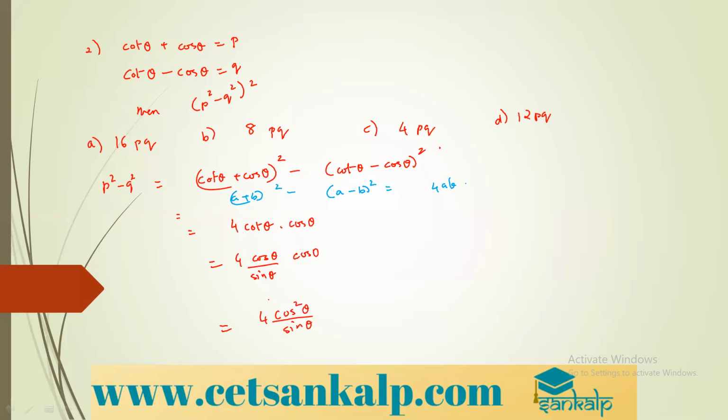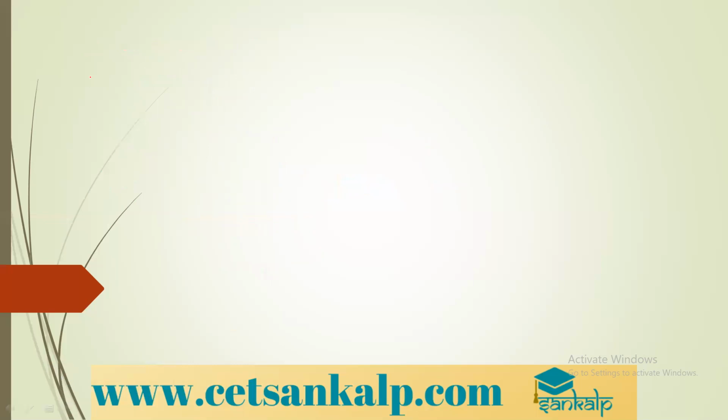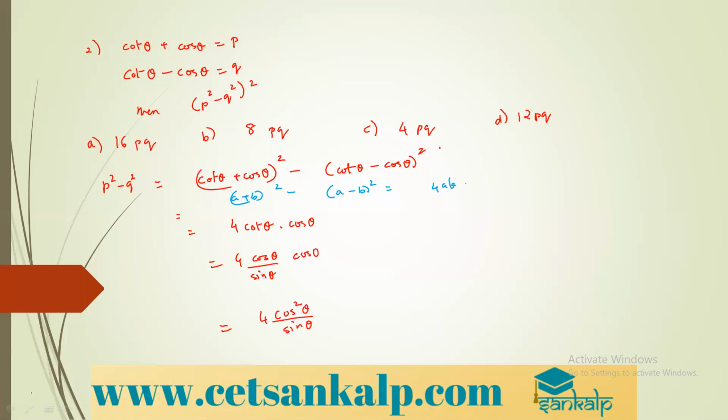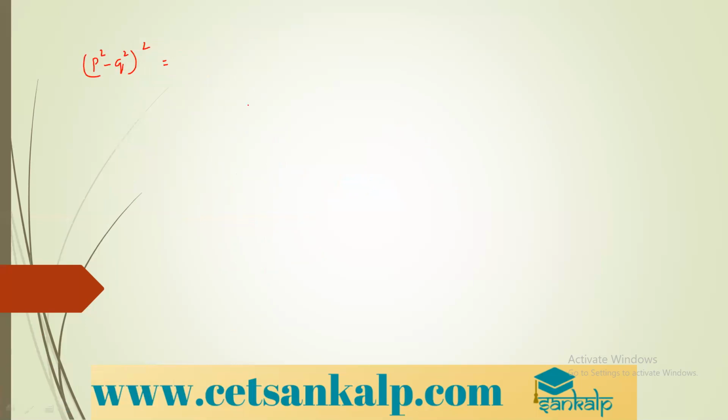But we still have to simplify it because we have p square minus q square whole square. So what we got is p square minus q square equals 4 cos square theta by sin theta. I will square it, so I will have 16 cos power 4 theta by sin square theta. Now I will stop here for a while and take PQ.